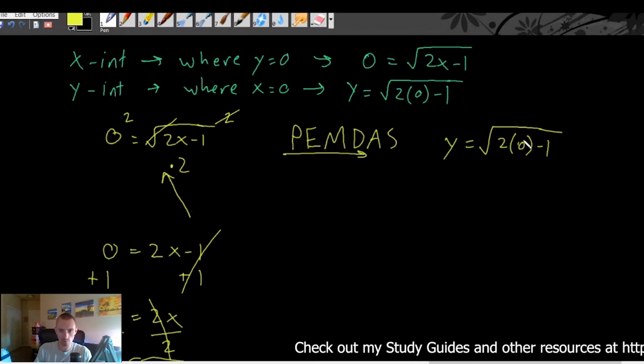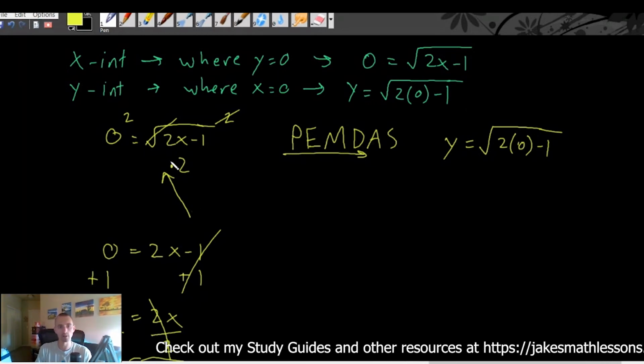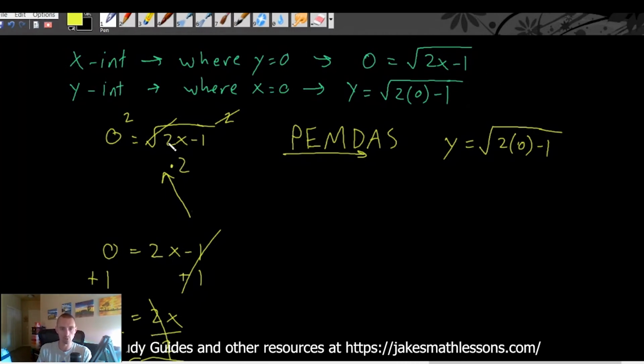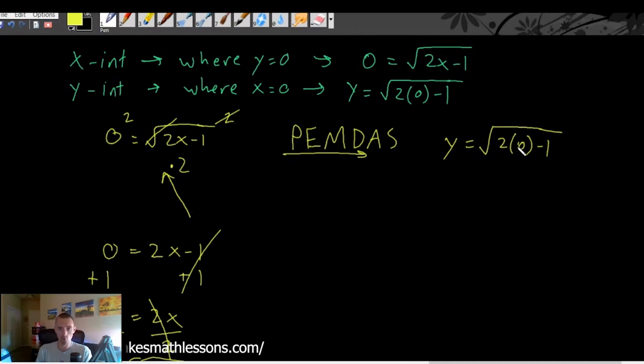Because what we've done here is we've actually plugged in a 0 for x. So over here, I kept saying, if we were to plug in a number for x, what order would we deal with these different operations? Well, over here, that's exactly what we've done. We've just plugged in a number for x. We've plugged in 0 for x. So we would go in that same order.